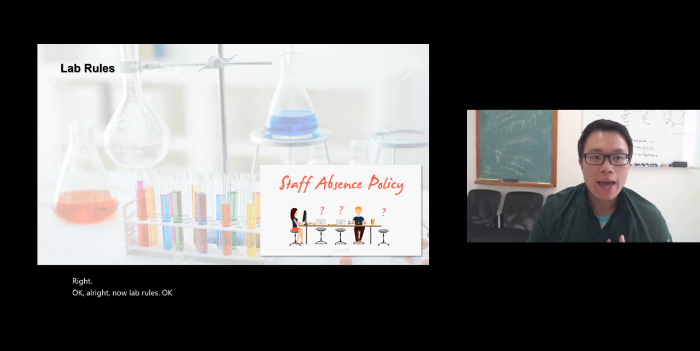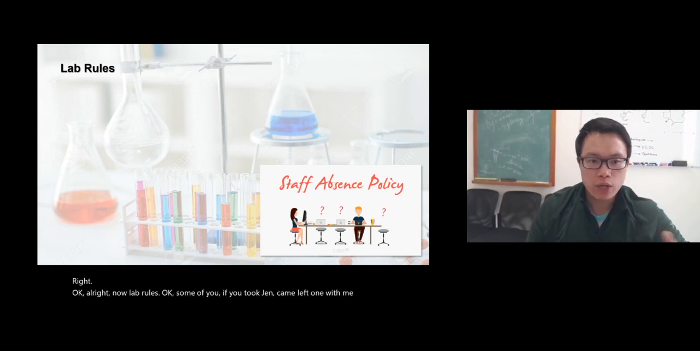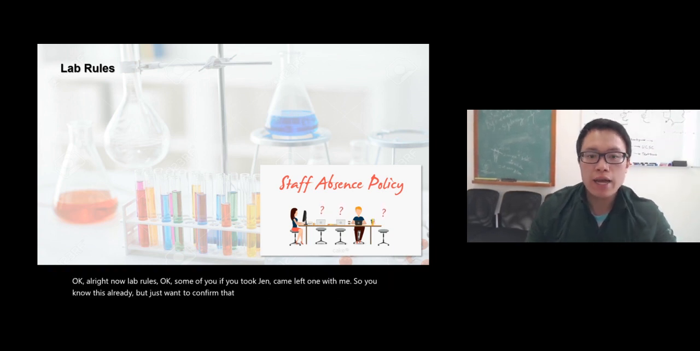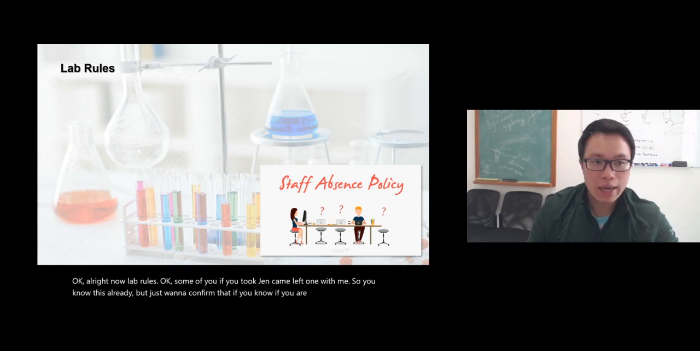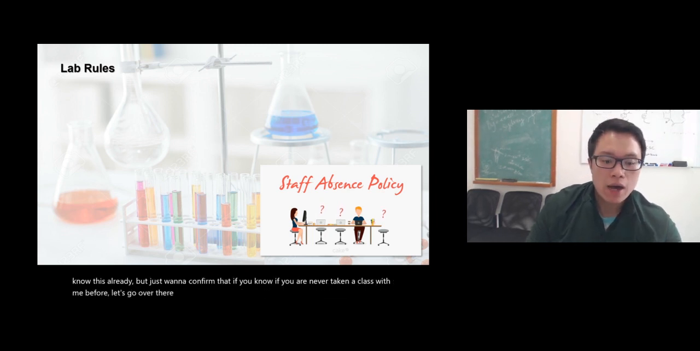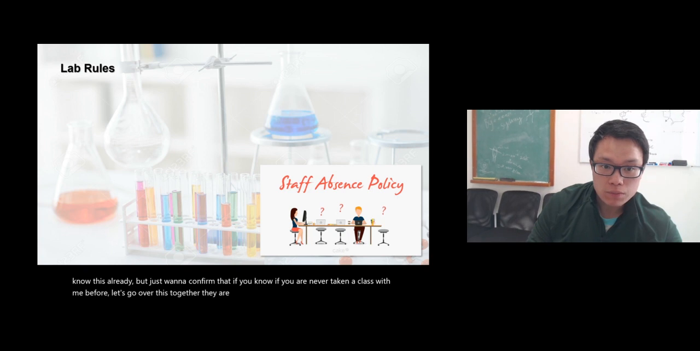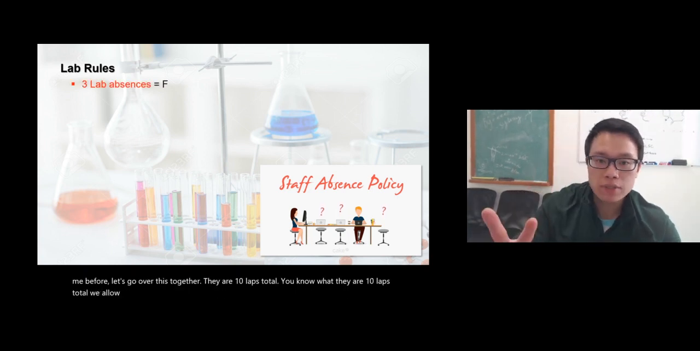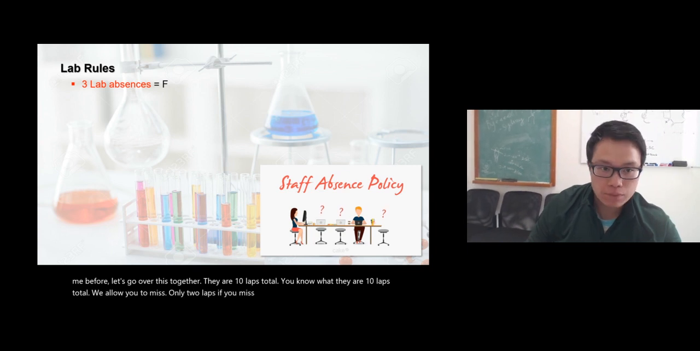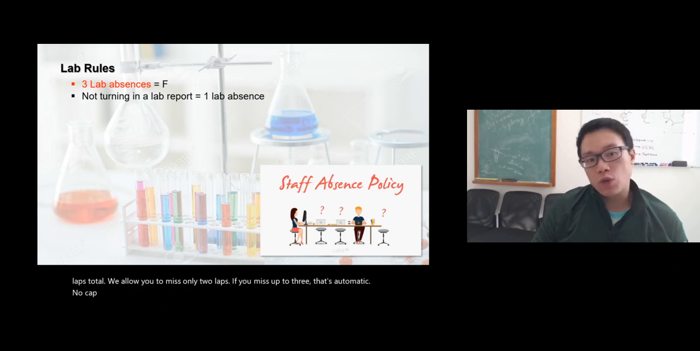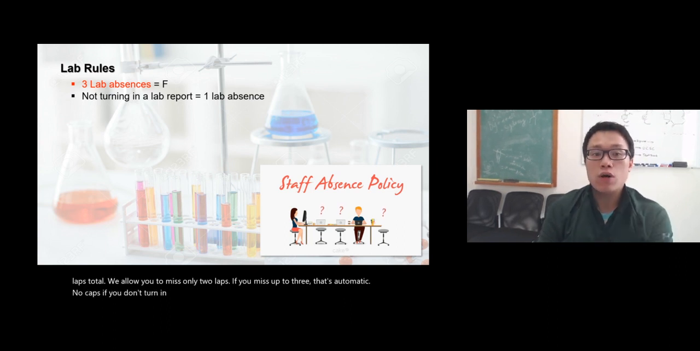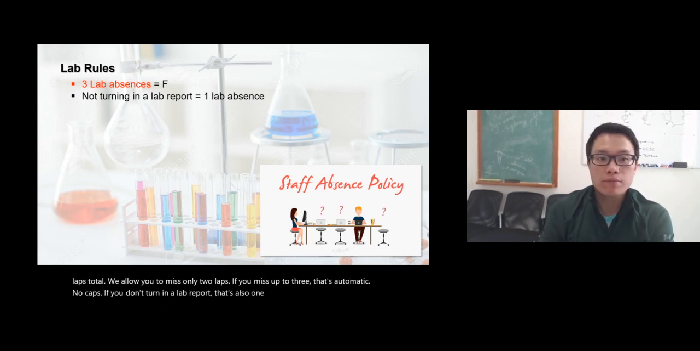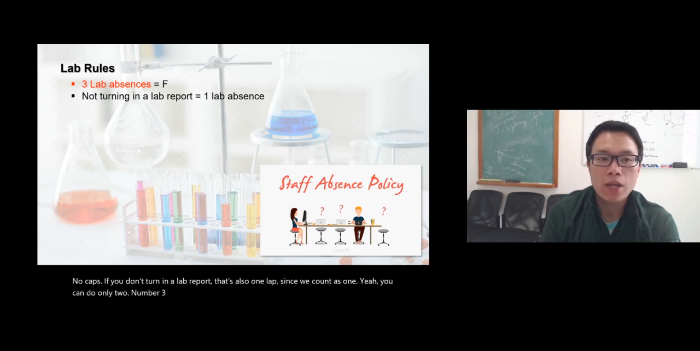Some of you, if you took Gen Chem Lab 1 with me, know this already, but I just want to confirm it. If you have never taken a class with me before, let's go over this together. There are 10 labs total. We allow you to miss only 2 labs. If you miss 3, that's an automatic F. If you don't turn in a lab report, that also counts as 1 lab absence. You can miss only 2. Number 3, you get an F right away.